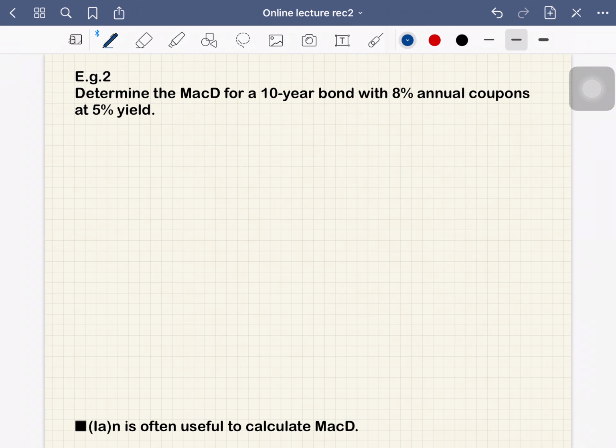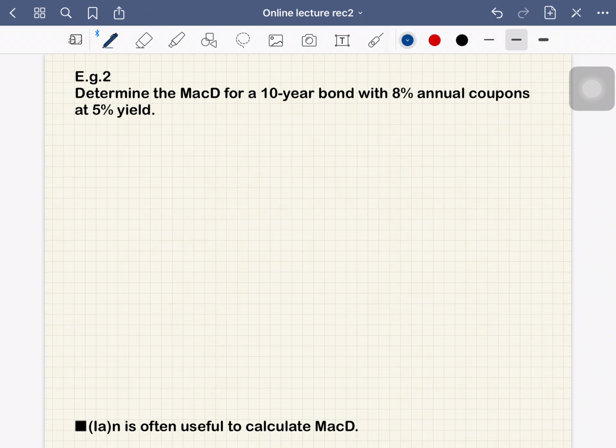Okay, so next, example 2. The example for the general definition of Macaulay duration. Determine the Macaulay duration, MacD, for a 10-year bond with 8% annual coupons at 5% yield.